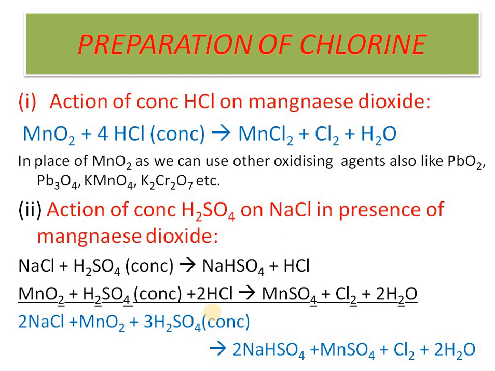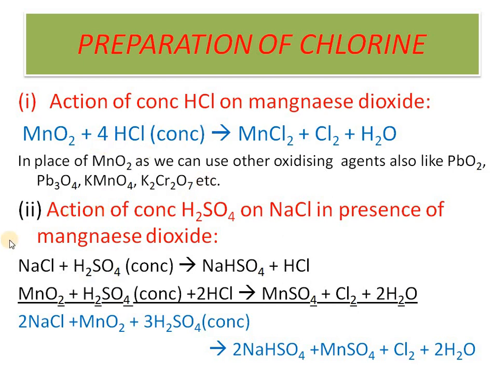In place of MnO2, we can use other oxidizing agents like lead oxide PbO2, Pb3O4, KMnO4 and potassium dichromate. Please keep in mind all these things. But as far as the syllabus for ISC is concerned, only these two are given. Others like PbO2, Pb3O4, KMnO4, potassium dichromate have not been specified in the syllabus.